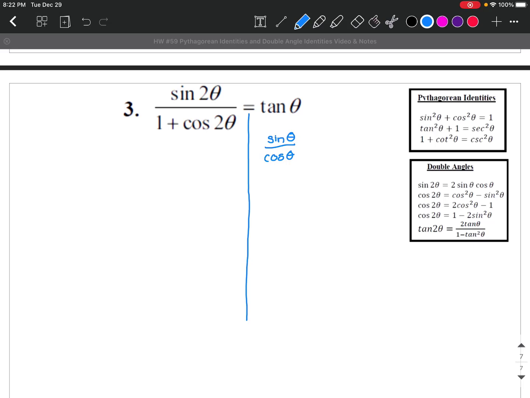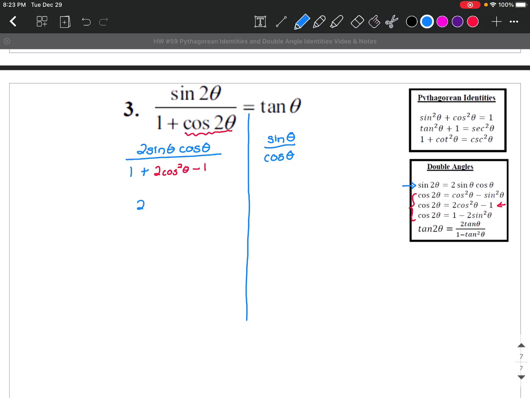Can I simplify the left-hand side to make it look like sine theta over cosine theta? Well, here we go. Sine 2 theta is the numerator, and there's an identity for that. 2 sine theta cosine theta all over 1 plus. Now I'm going to take this cosine 2 theta, and we get to pick one of these three again. I'm going to pick the middle one again. I told you I tend to use that one more. 2 cosine squared theta minus 1.